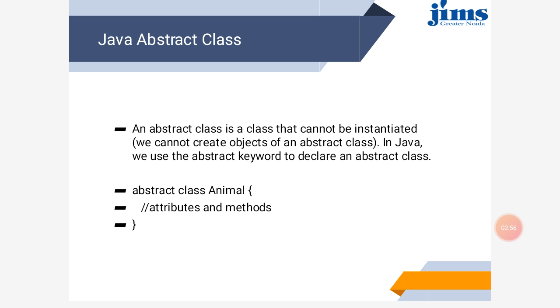And we can achieve the abstraction process from 0 to 100% using an abstract class. In an abstract class, there may be a concrete method as well as an abstract method. A concrete method is a method which has its own body, its own definition, but an abstract method does not contain any body or definition.